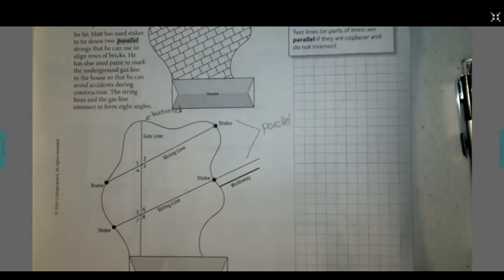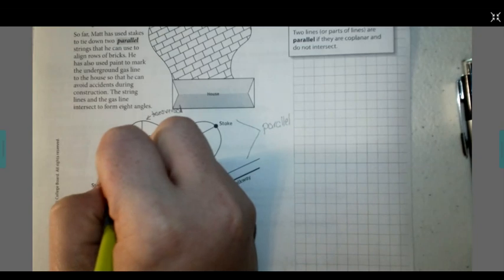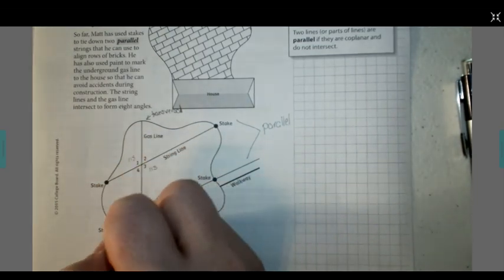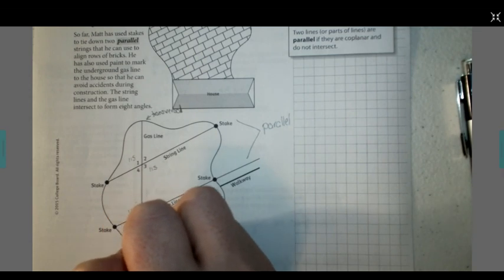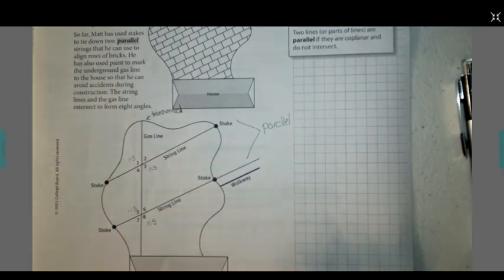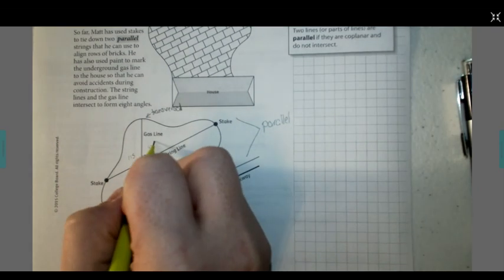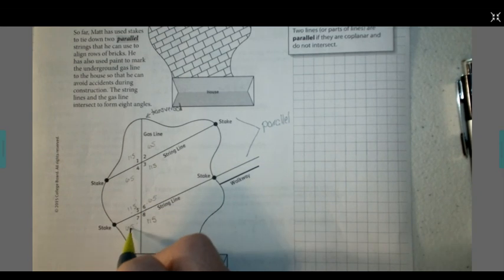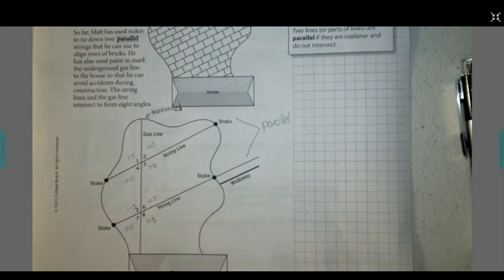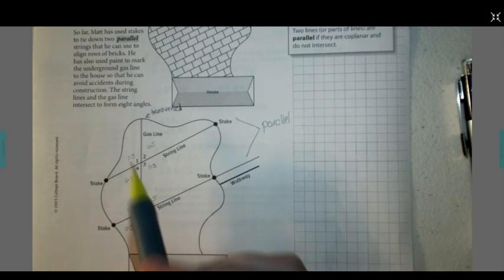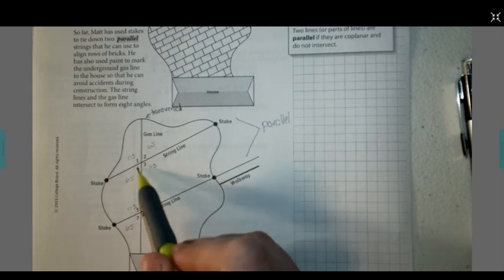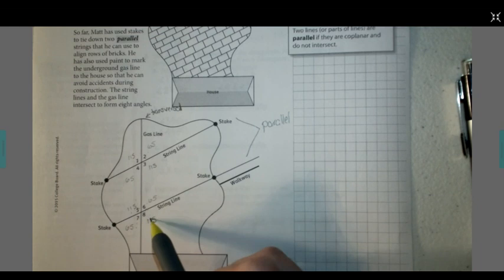Based on the way that the measurements were given, recall that this was 115, this was 115, this angle was 115, and angle 8 was 115. Now remember that 2, 4, 6, and 7 were all 65 degrees. Now recall that my corresponding angles are 1 and 5, 2 and 6, 4 and 7, 3 and 8.